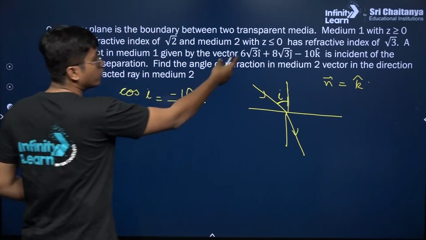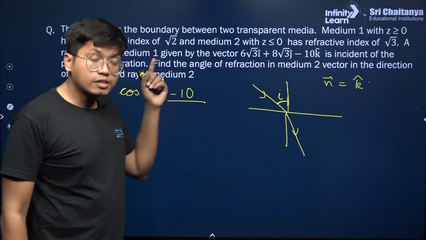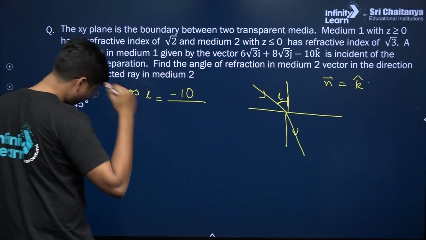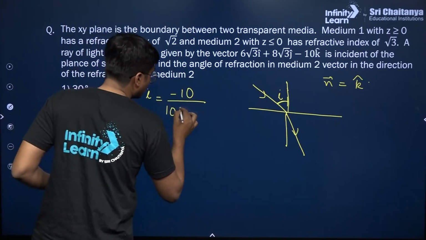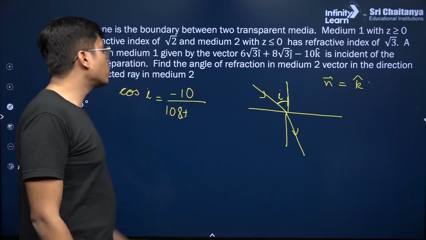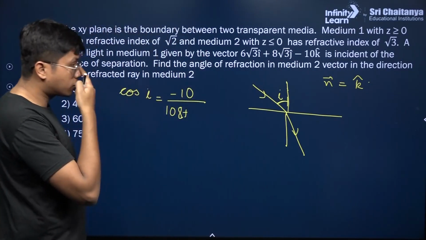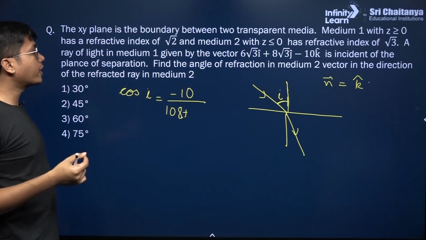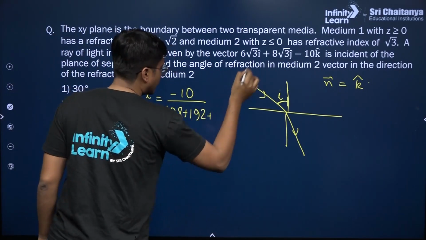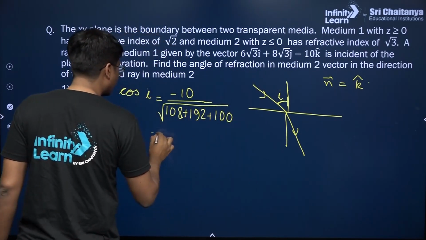So magnitude of this is just this square plus this square plus this square. So 6 √3 square, 6 square is 36, into √3 square would be 3. So 36 into 3 would give you 108. Plus on the other side you have 8 √3, again 8 squared becomes 64, 64 multiplied with √3 squared, that is 3. 64 into 3 would give you 192. Plus 10 square is just 100. Right, and there's a root over this entire thing.